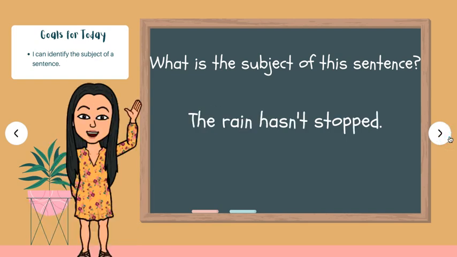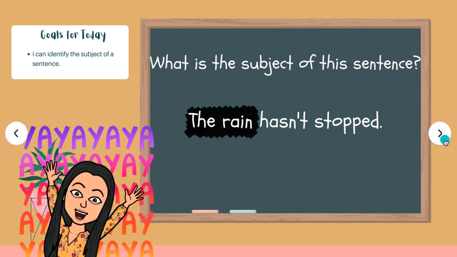Let's try another example. What is the subject of this sentence? The rain hasn't stopped. Think about it. If you said the rain is the subject of the sentence, you are correct. The rain is who or what the sentence is about, and it's also located at the beginning of this sentence.